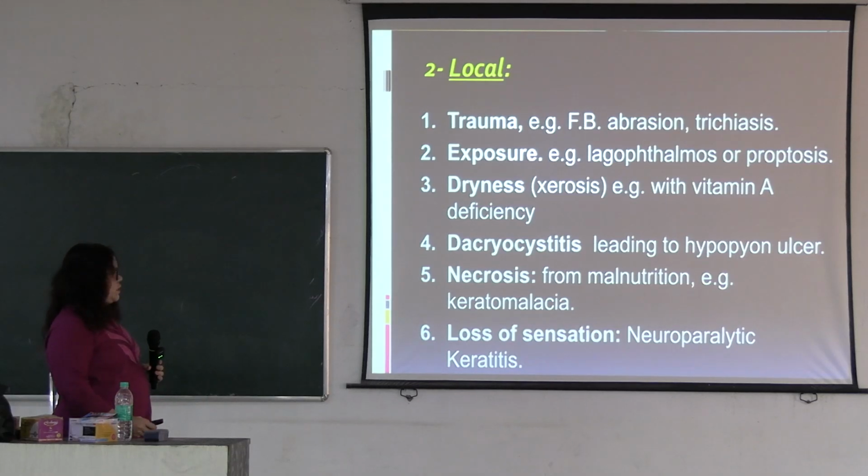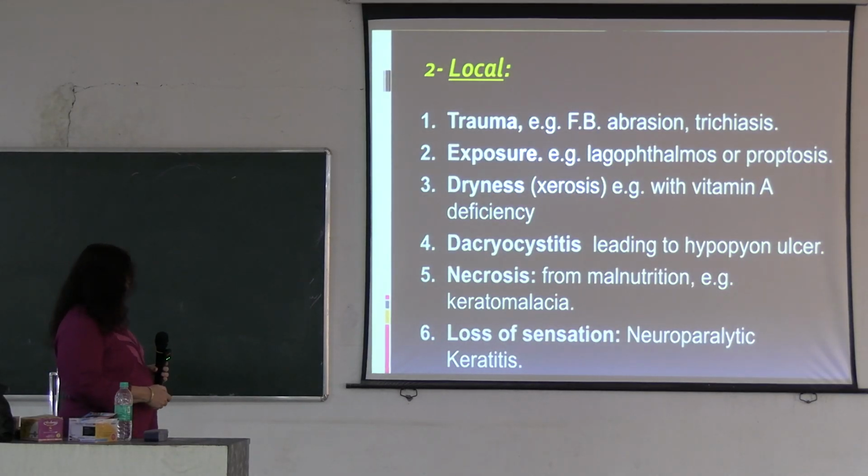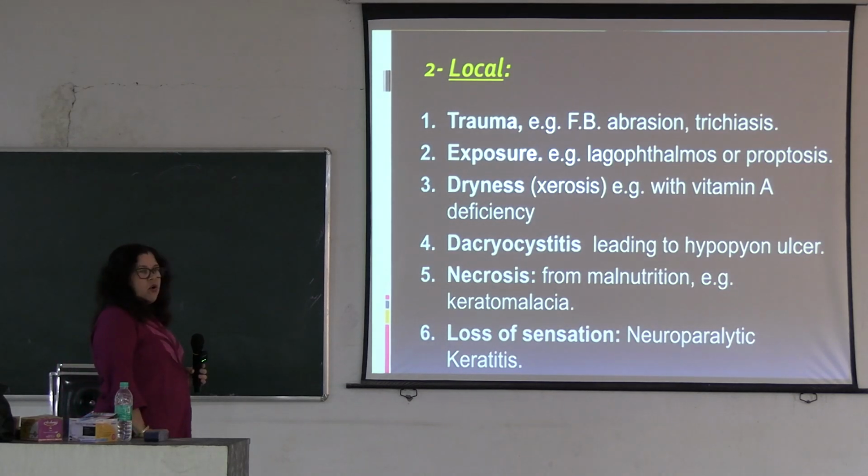And necrosis, it is due to malnutrition and it results in keratomalacia. There is drying and opacity of the cornea. And loss of sensation, it occurs in case of neurotrophic corneal ulcers, that is herpes zoster viral infection.